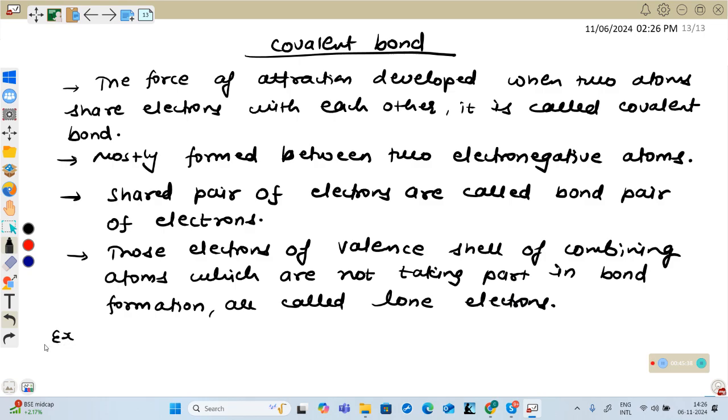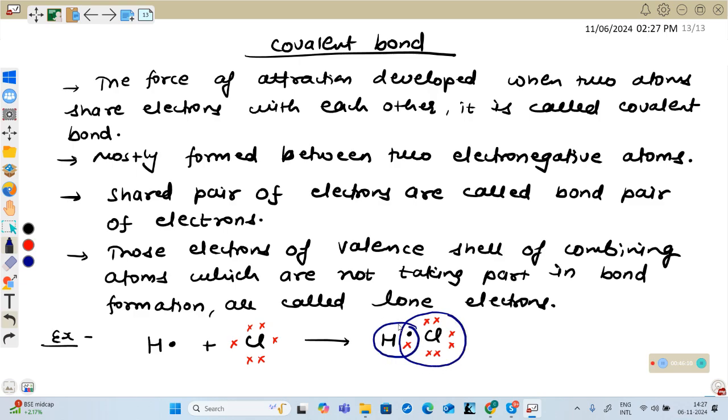Example, HCl molecule, hydrogen plus chlorine, this is HCl.